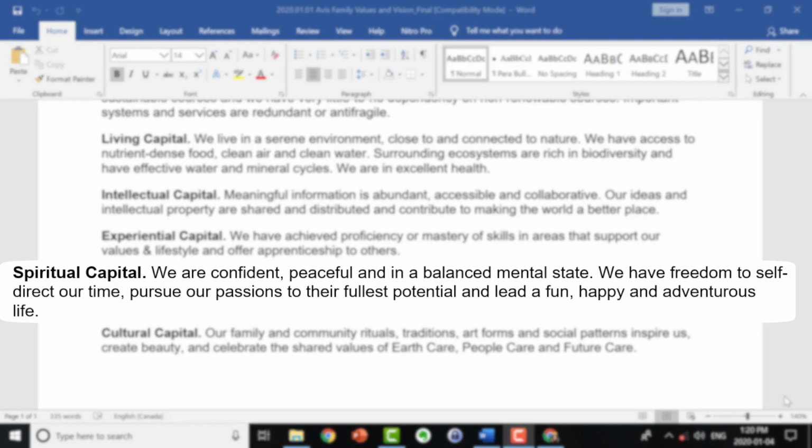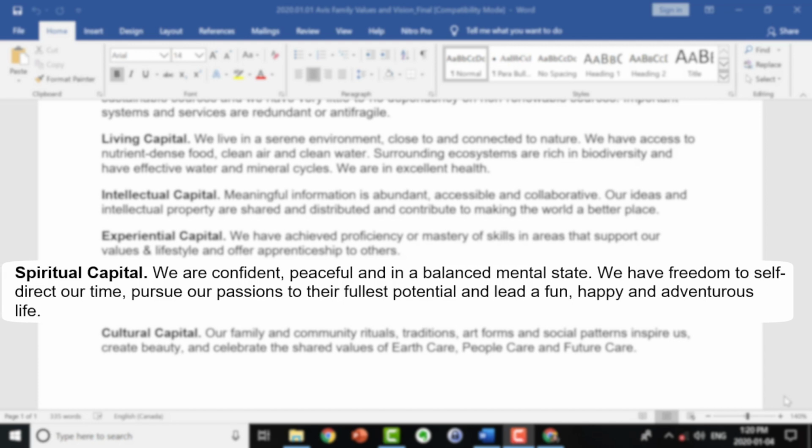Spiritual capital. So we wrote that we are confident, peaceful, and in a balanced mental state. We have freedom to self-direct our time, pursue our passions to their fullest potential, and lead a fun, happy, and adventurous life. I'd say this one is going to be really dependent on you and your particular context, in terms of what drives you and how you define your spiritual capital. Ours really reflects the meditation practice that we found really beneficial in our life, and this idea of having freedom to self-direct our time and be happy and adventurous.